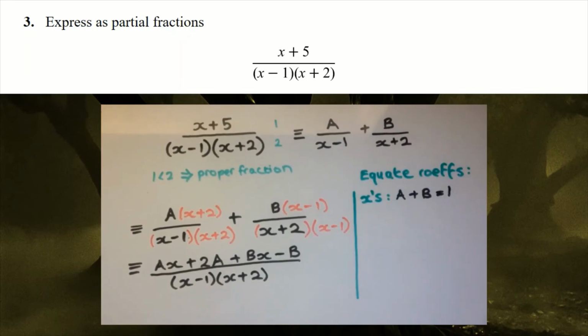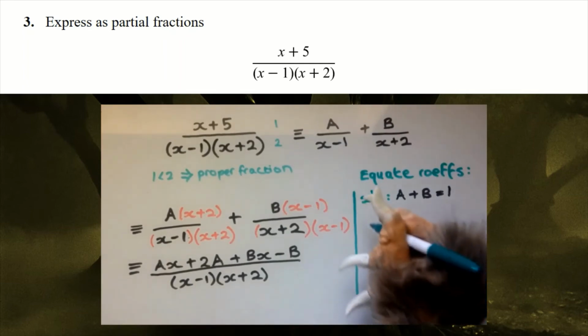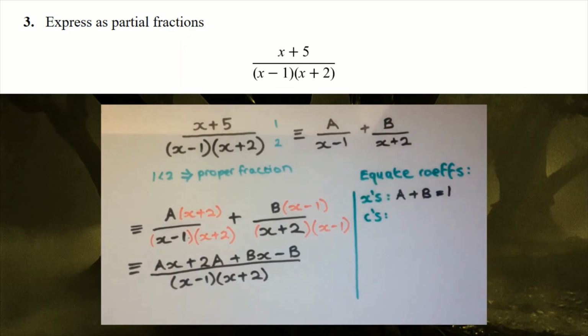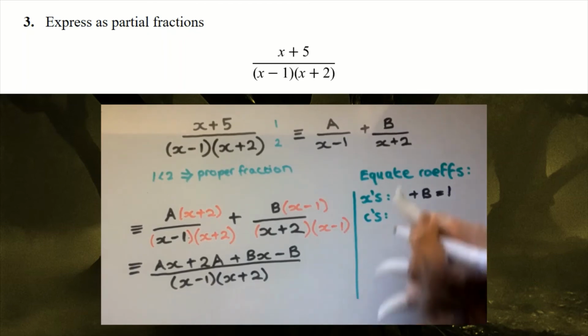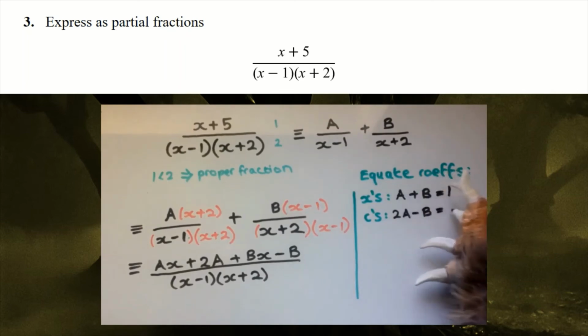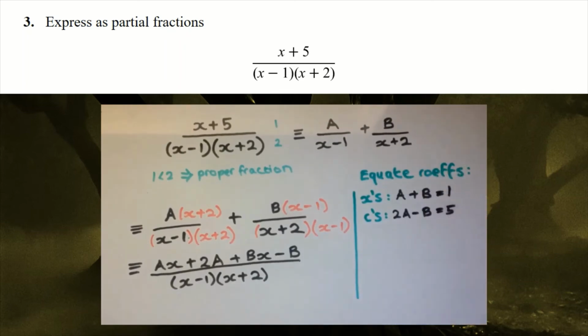Now let's have a look at the constants. So for the constants, which I'll just label as C, like that. I think I've already mentioned this, but I'll just say it again. So we've got 2 lots of A, subtract B as my constant terms, and that must equal 5. So I'll just write that down. So 2A subtract B equal to 5. Now notice here we have simultaneous equations. Okay, so let's number them 1 and 2. So equation 1 and equation 2.